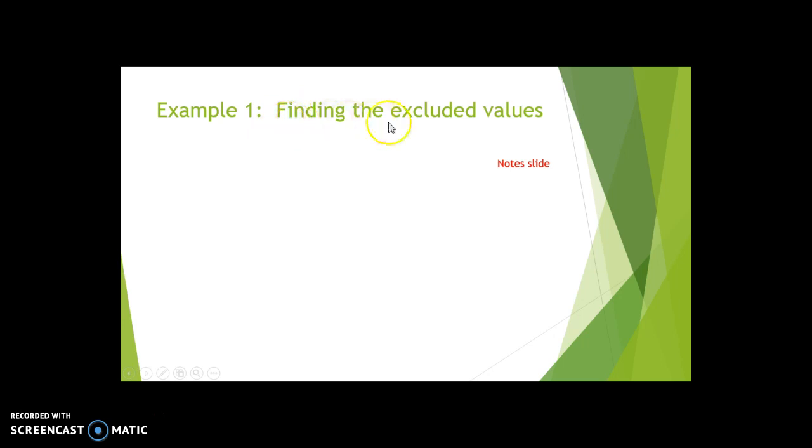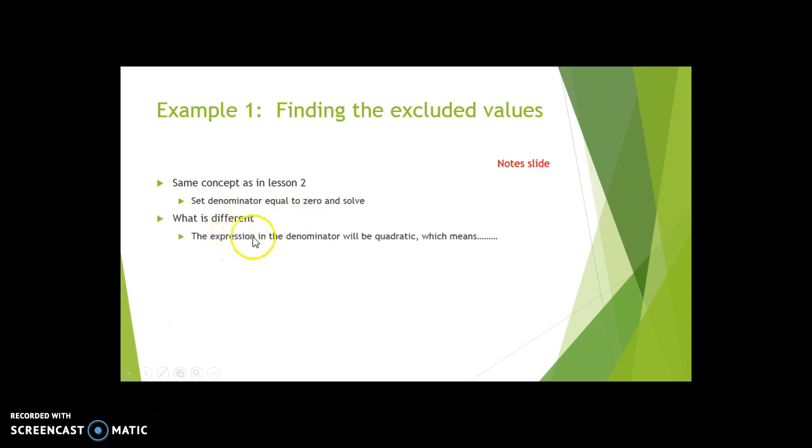We're finding the excluded values, and this may sound very familiar to you because we have already done problems like this. It's the same concept as in Lesson 2, the exact same thing. We're setting the denominator equal to 0, and we're solving it. Now, what's different is the expression in the denominator will be a quadratic, which means you have to factor, and I know you guys don't like that, but that'll be okay. This will be a good review.